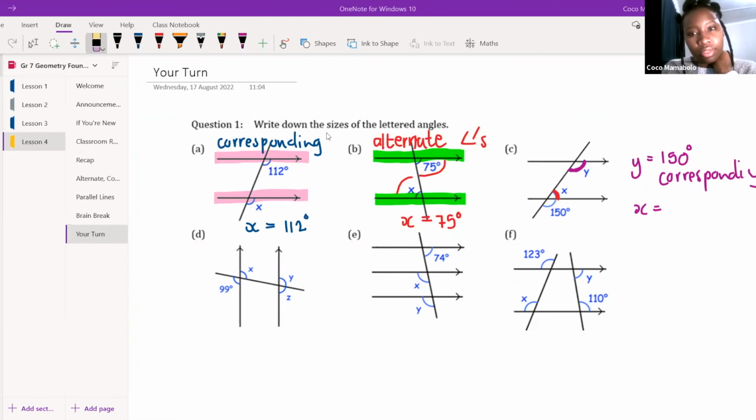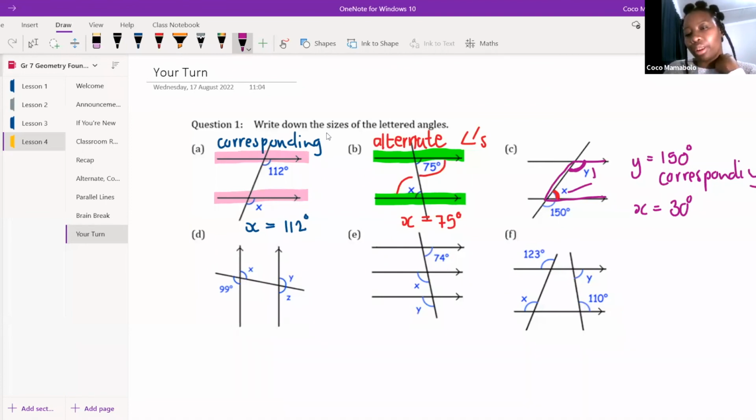Hi, Miss. What is X going to be equal to? What do you think? Miss, I think X is going to be equal to... Click in the chat. Is that 30 degrees? 30 degrees? Good. What is my reason? Remember, there's a little box. And if I add these two, they need to give me how much? 150 degrees. Oh, not 150 degrees? 180 degrees. Excellent.